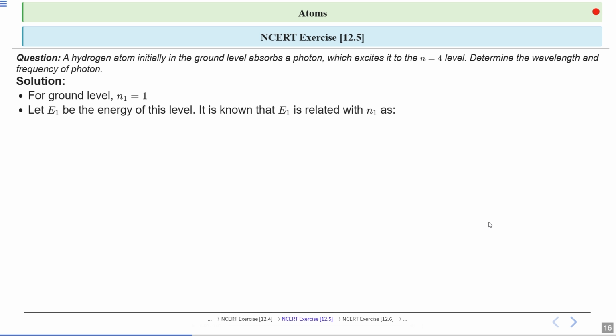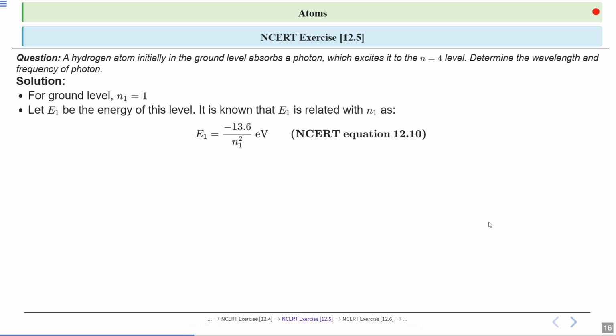Now let's talk about the energy of this level. We will call it E1. The energy of any level in a hydrogen atom depends on its n value. The formula for the energy of the nth level is E equal to minus 13.6 divided by n squared, with the result in electron volts. This formula comes from the Bohr model of the atom.